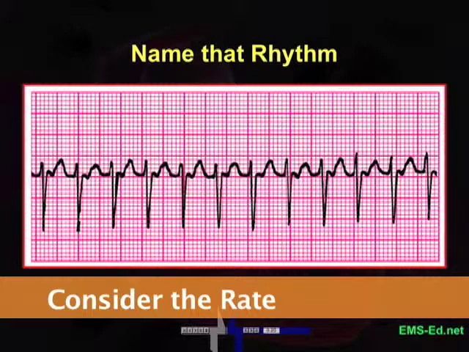Okay, by the numbers. First, the rate. So from this R wave to the next big box is 300. This is 150. This is very, very fast. This is between 150 and 300. This is actually a heart rate of about 200. It is regular. All the R to R's seem to be consistent. So we have a regular rhythm.